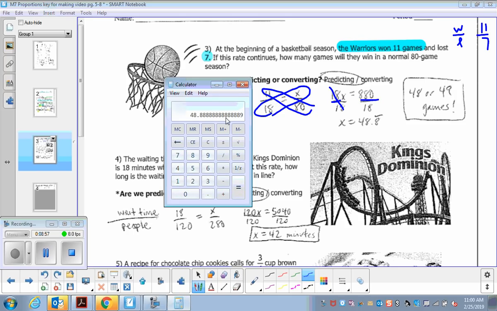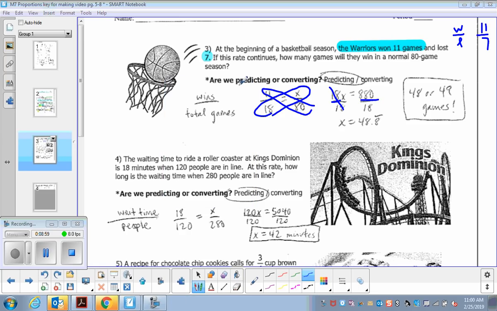So these 8s repeat, which means if we're having a conversation about how many games we actually expect the Warriors to win, it'd be somewhere between 48 or 49 games. And technically, since this rounds up, we would say we expect them to win 49 out of the 80 games.